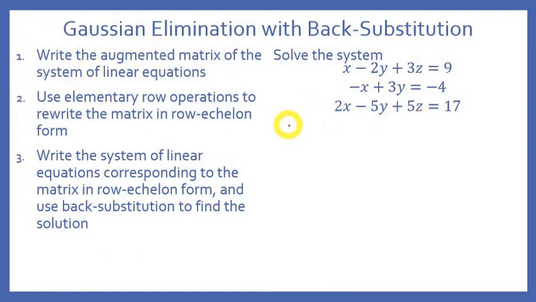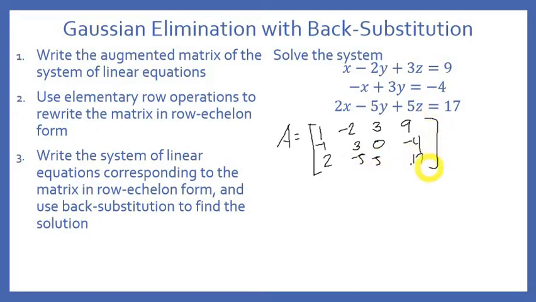So let's say we have A is equal to, so we'll write the coefficients, that's 1, -2, 3, and the constant 9. Then we'll have -1, 3. We don't have a z term here, so I'm going to write 0, then -4. Then here we have 2, -5, 5, and 17.